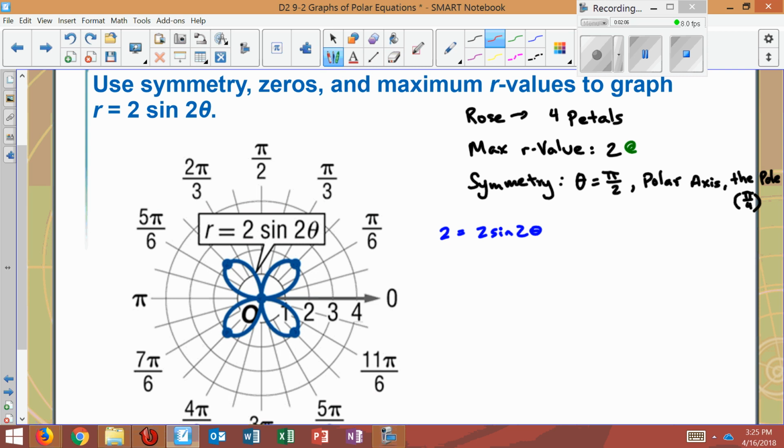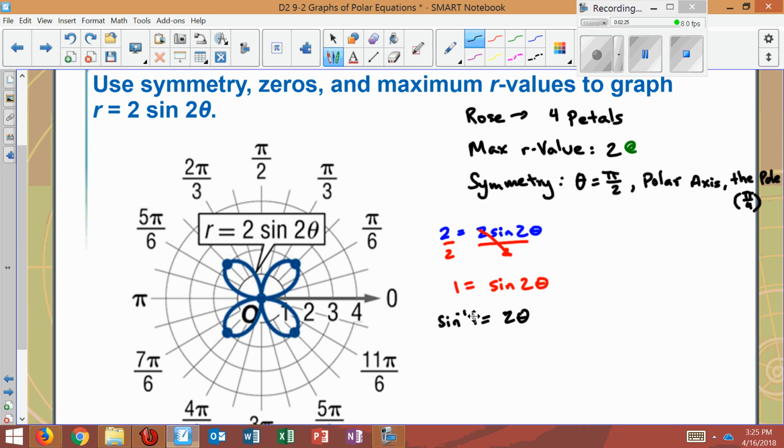First step, divide by 2. Can't divide into the sine, but we can divide that part out. So that goes away, and I'm left with 1 equals sine 2 theta. Now, to break the sine from the 2 theta, I do inverse. So sine inverse of 1 equals 2 theta.